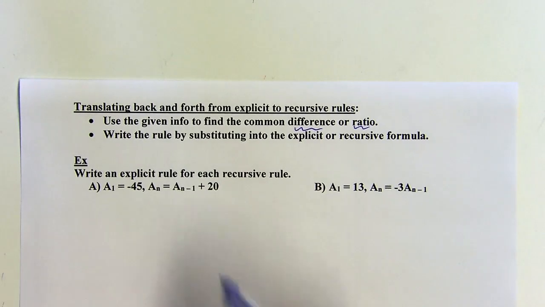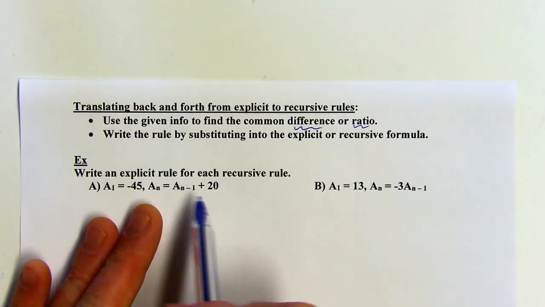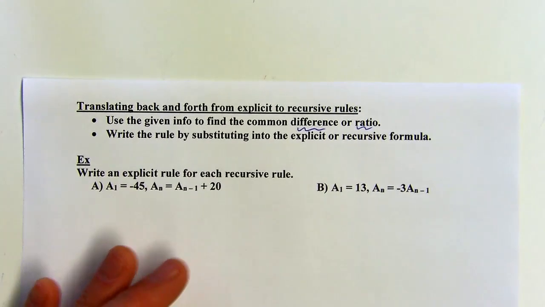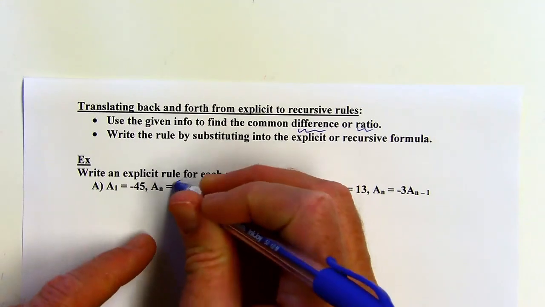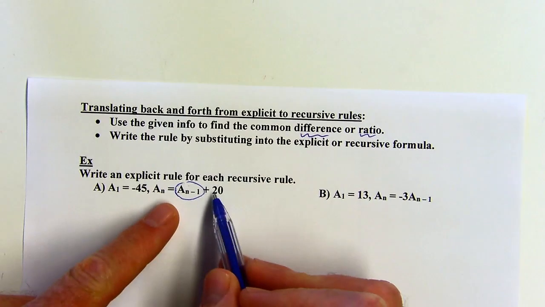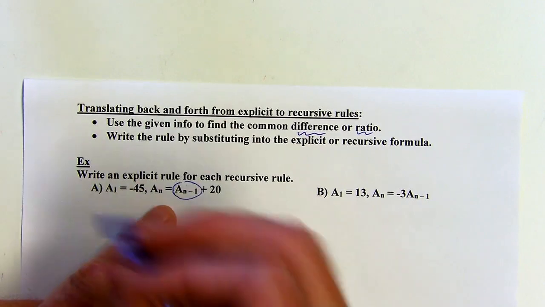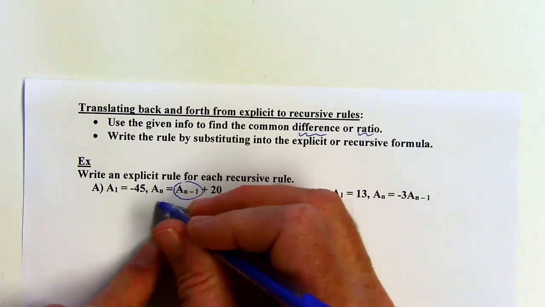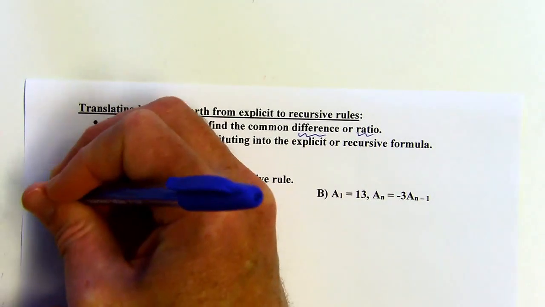Okay, so you could always build out a couple of terms, but if you get used to looking at this, this means, hey, this is going to be the previous term plus something. So it means we're always going to add 20 to get from term to term. So for that case, just looking at this formula, I'm seeing that this is going to be arithmetic.